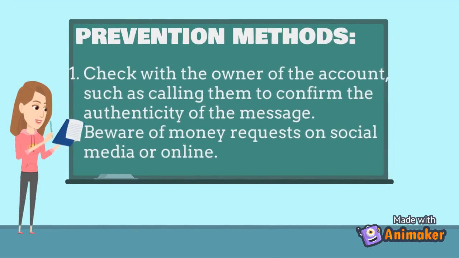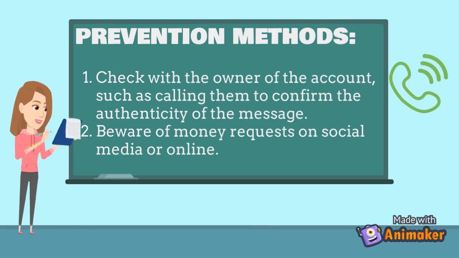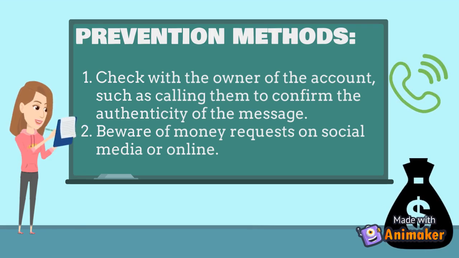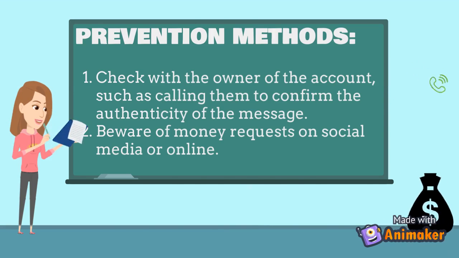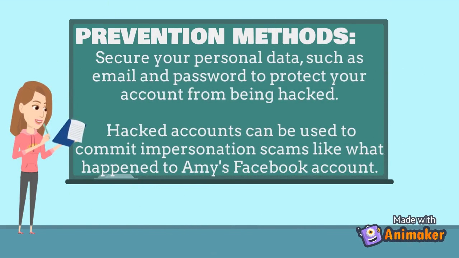You can take note of these prevention methods to avoid impersonation scams. First, check with the owner of the account, such as calling them to confirm the authenticity of the message. Second, beware of money requests on social media or online. Secure your personal data, such as email and password, to protect your account from being hacked. Hacked accounts can be used to commit impersonation scams like what happened to Amy's Facebook account.